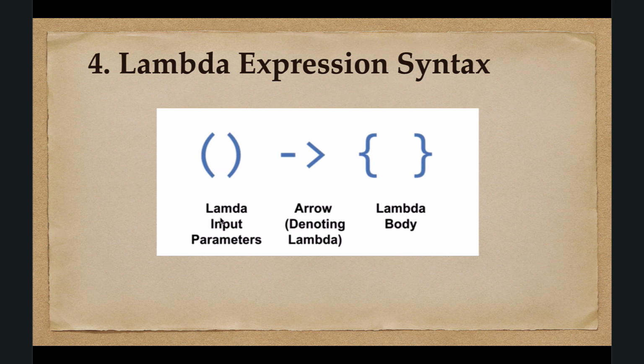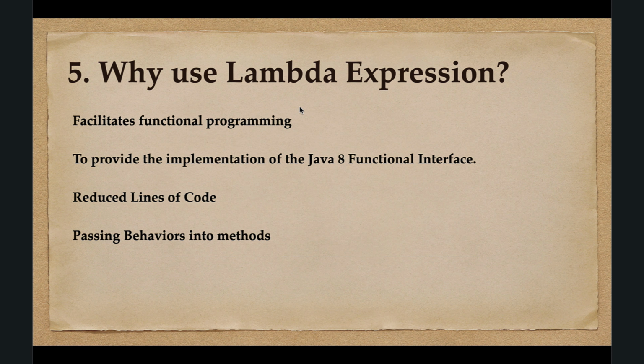Well, the first part contains lambda input parameters and the second part is the arrow symbol. So this arrow symbol basically links the input parameters with the lambda body, and within a lambda body we can define a single statement or multiple statements. Okay, so this is how the lambda expression syntax looks like. Well, let's take a look into the next question.